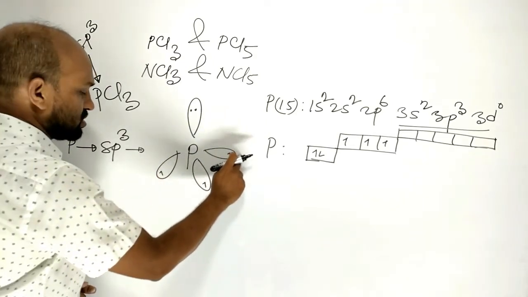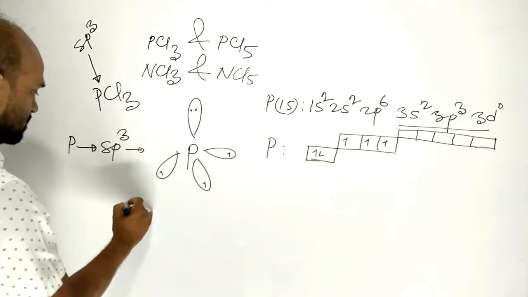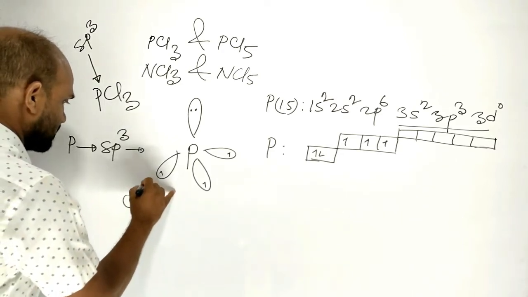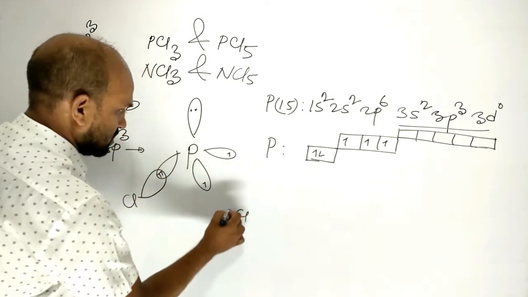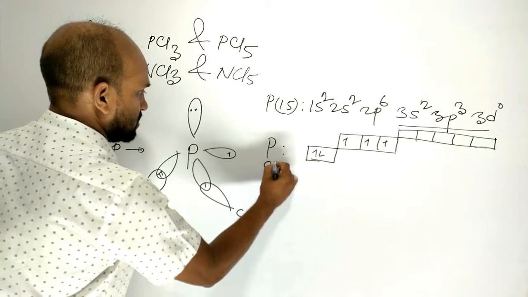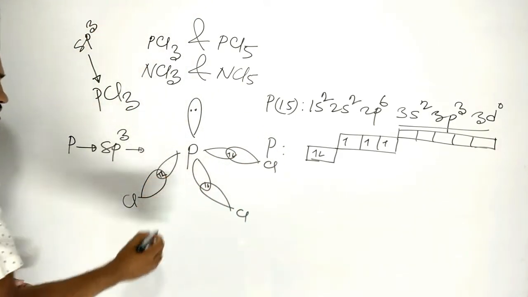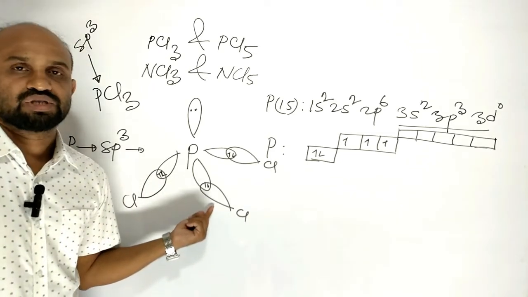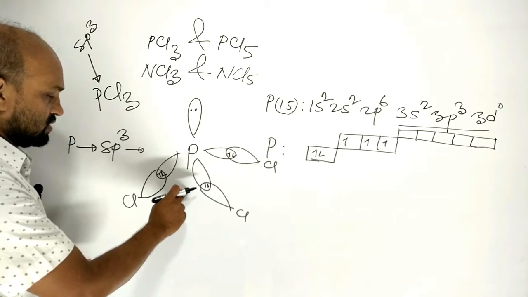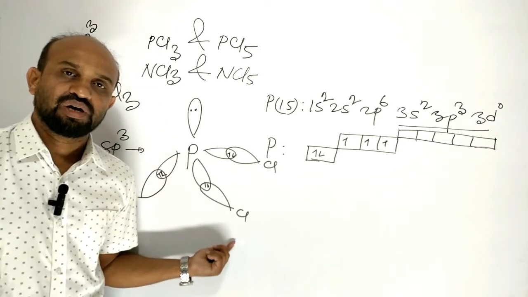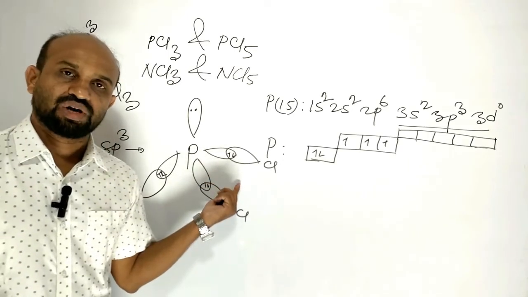These orbitals containing 1 electron will overlap with the orbital of chlorine in this way. This is the way phosphorus trichloride is formed. This is trigonal pyramidal in shape. In this way, phosphorus trichloride is formed.